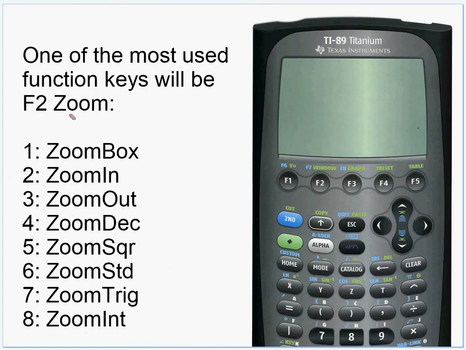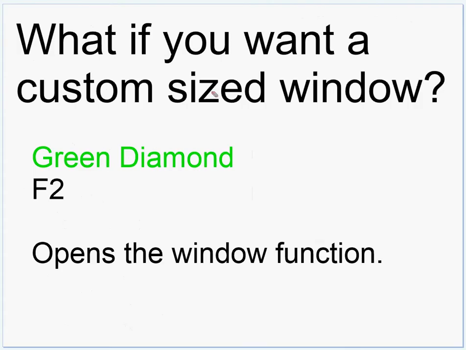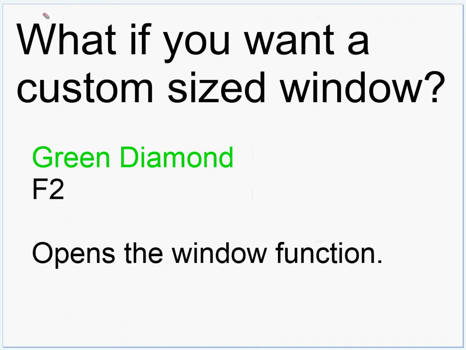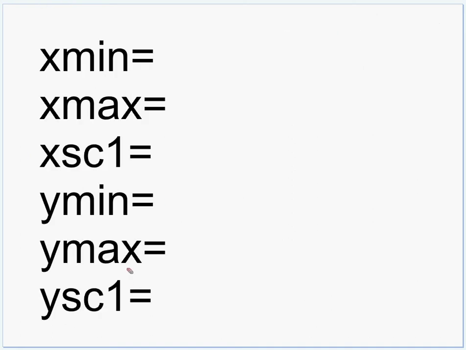Now when we chose this graphing feature, we sort of got a standard setup window. What if you want a custom sized window? What if you want to choose how much of the graph to show on the X and the Y axis? Well, that is the window key. If I go back here, we'll hit green diamond F2, and then we will be able to customize our window. So if we hit that right now, let me see if I hit that on my calculator. I've got my basic default ones in there. I've got X min as -10. X max is +10. My x-axis scaling is 1.